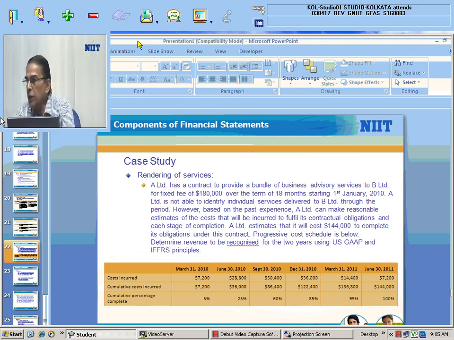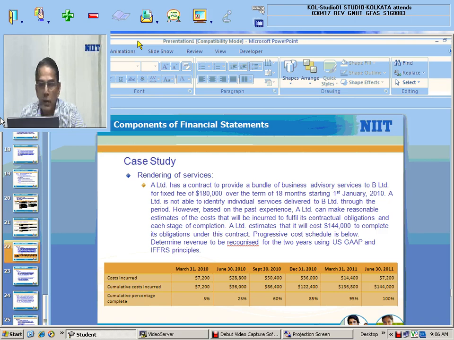A Limited has a contract to provide a bundle of business advisory services to B Limited for a fixed fee of 1,80,000 over the term of 18 months, starting 1st January 2010. So on 30 June 2011, the contract expires.